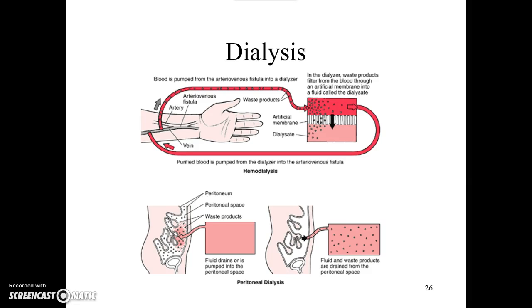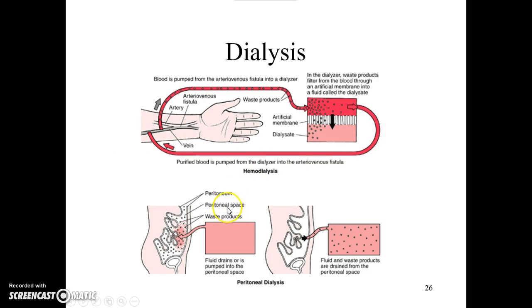Okay, this is dialysis. So there are 2 types. We have hemodialysis. Okay, so they talk about this arteriovenous fistula, and this is just when they join an artery and a vein, and it's usually the radial artery in the forearm and the cephalic vein. So unfiltered blood goes into a dialyzer. They take the waste products out, and they put the filtered blood back in.